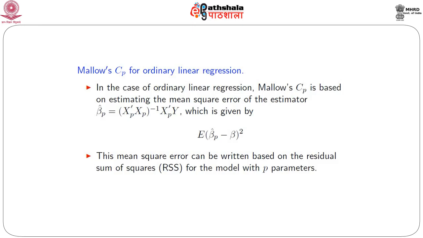In case of ordinary linear regression, Mallow's CP criteria is based on estimating the mean square error of the estimator beta hat, which is given by beta hat subscript p equals x p prime x p whole inverse x p prime y, which is given by expectation beta hat subscript p minus beta whole square, where beta hat subscript p minus beta is the error. We take the square of that and the expectation. This means square error can be written based on the residual sum of square for the model with p parameters.